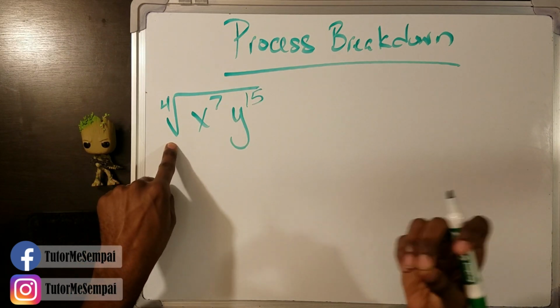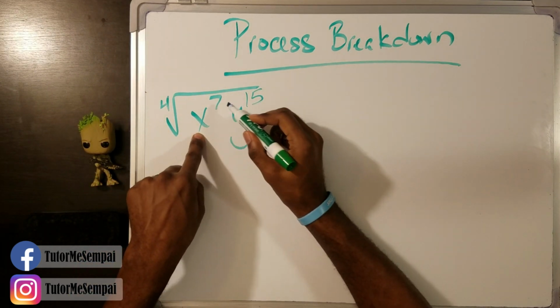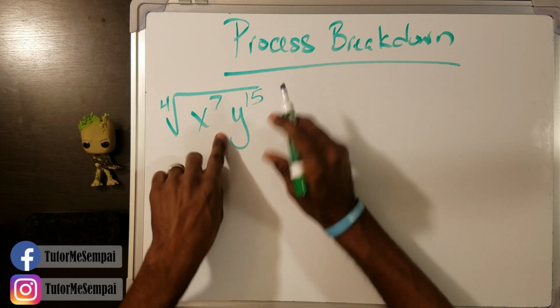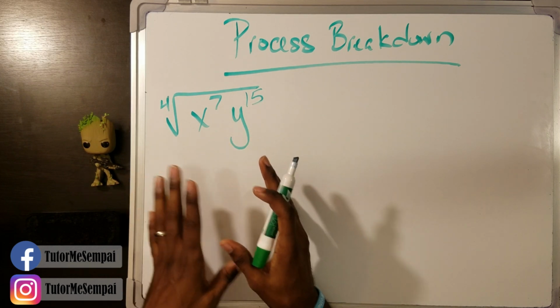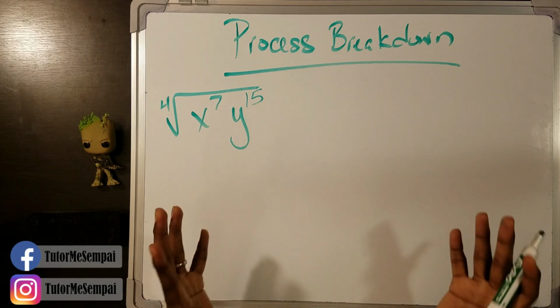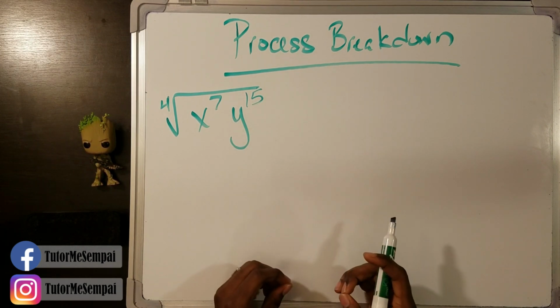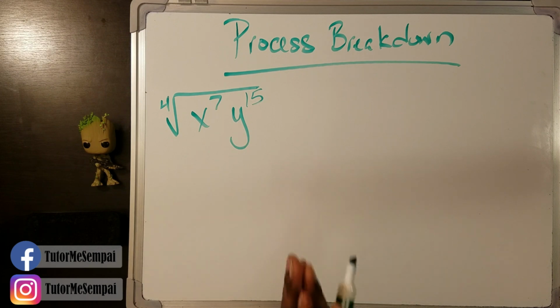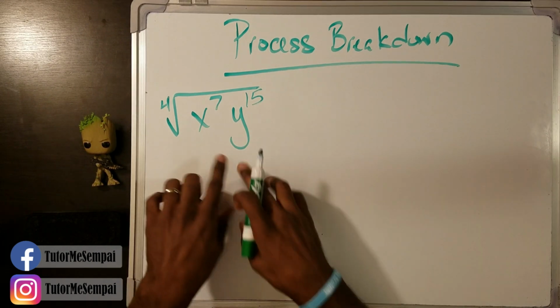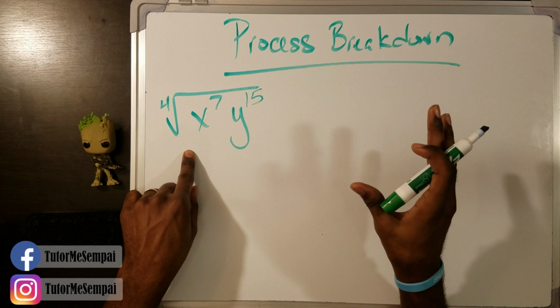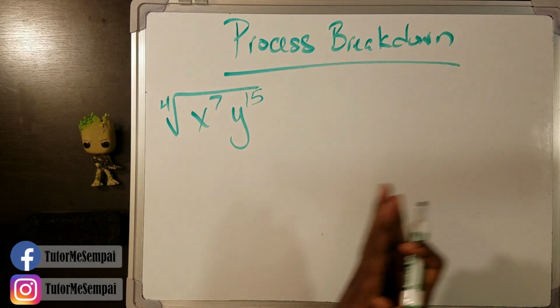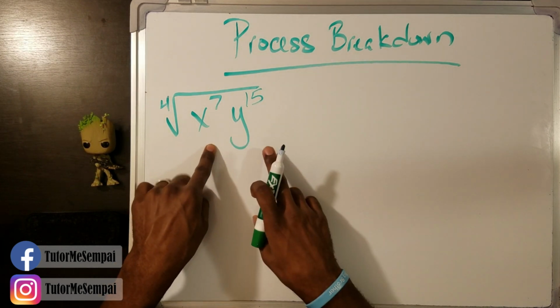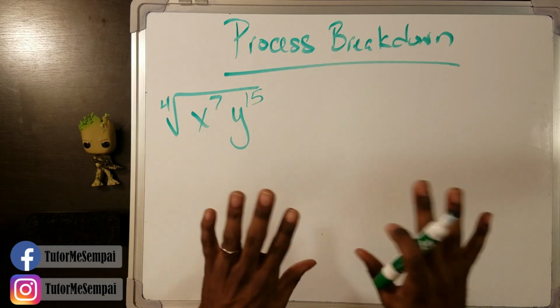Here we have the fourth root of x to the 7th times y to the 15th. Now this also may look very scary, but remember, we want to use everything we know about radicals in order to simplify this. So take your time, one step at a time, and I assure you it is going to be simple. The first thing I want you to do for this drawn out method is to separate your x's and y's. Remember, they're multiplied together, so you can give them their own radical right off the bat.